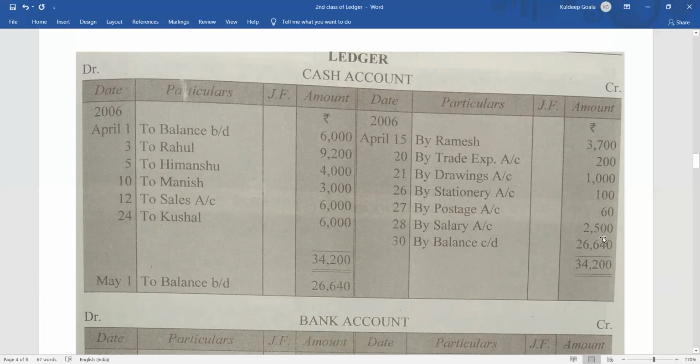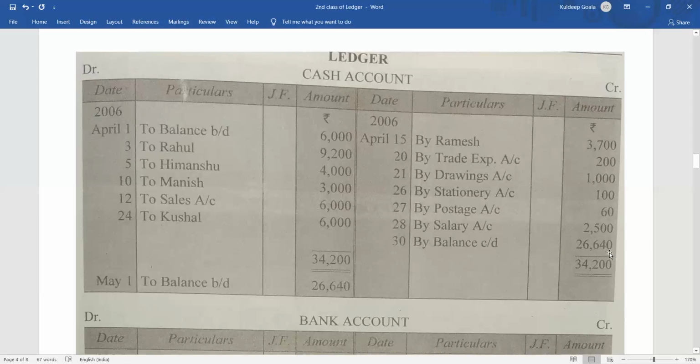So this is which side? The lower side. So on the lower side, you will subtract and write down the balance. What will you write? On the date, the end of the month. What is the end of the month? 30th April. So on 30th of April, you write "By balance carried down", 26,640.